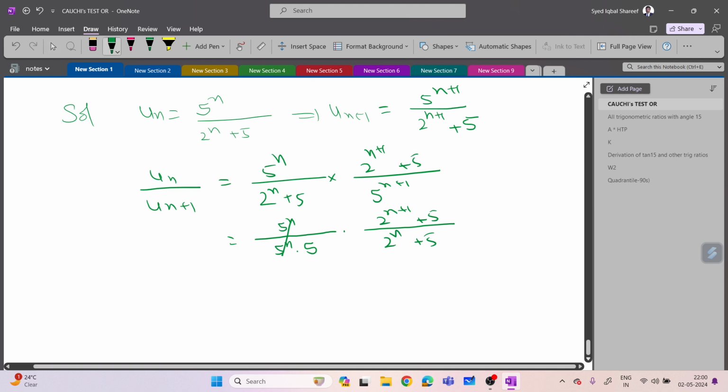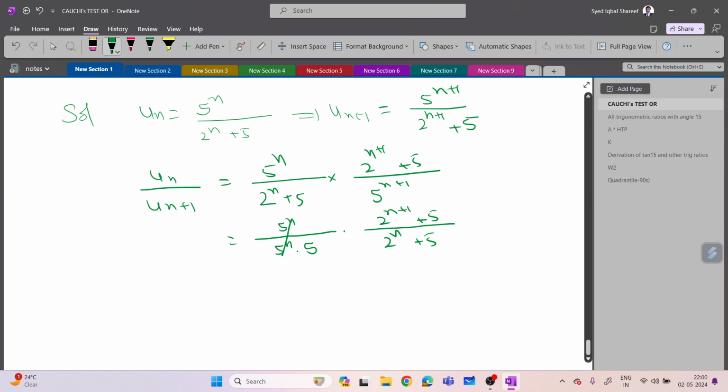So what we are doing here, 1 by 5, this you are taking 2 to the power of n plus 1 from the numerator. From the denominator 2 to the power of n. So this will be 1 plus 5 by 2 to the power of n. So 1 plus 5 by 2 to the power of n plus 1. So this I want to write 2 to the power of n into 2. It's getting cancelled. This is 2 by 5.